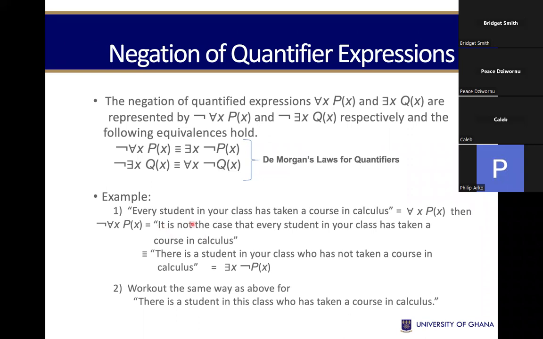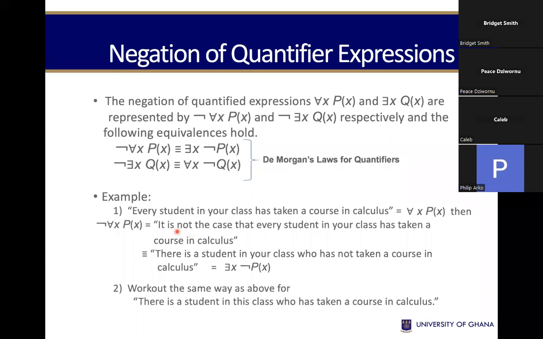So now I've been able to have, it is not the case that every student in your class has taken a course in calculus, which is this part. But the original statement was every student in the class has taken a course in calculus. Now, if I'm saying that it is not the case that every student in this class has taken a course in calculus, meaning that when I scan through all the students in the class, I will not find that every single student has taken a course in calculus. What it means is this: there is a student in your class who has not taken a course in calculus.